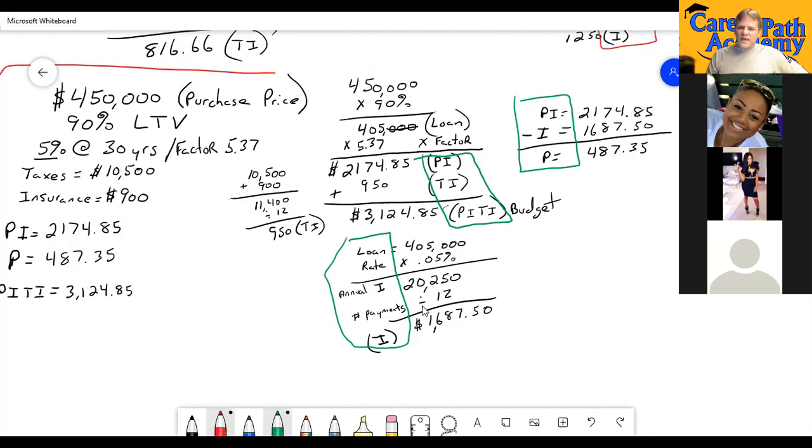Divided by the number of payments, 12 payments, that gives you the monthly interest payment of $1,687.50 for that first month. So you subtract that from the total PI and you're left with the P of $487.35.